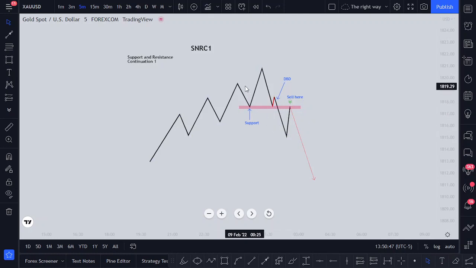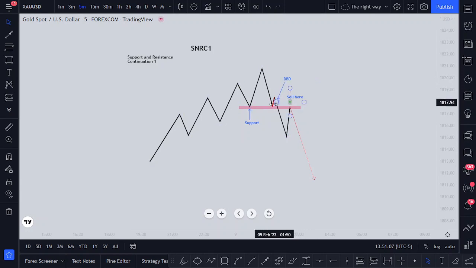Now, the drop-base-drop must be in the same line with the support level after it has been broken. So whenever the market has broken this support level, indeed it is signaling that potential selling is coming your way. But how did the market break the support level? First of all, it left a significant supply level in the form of a drop-base-drop.